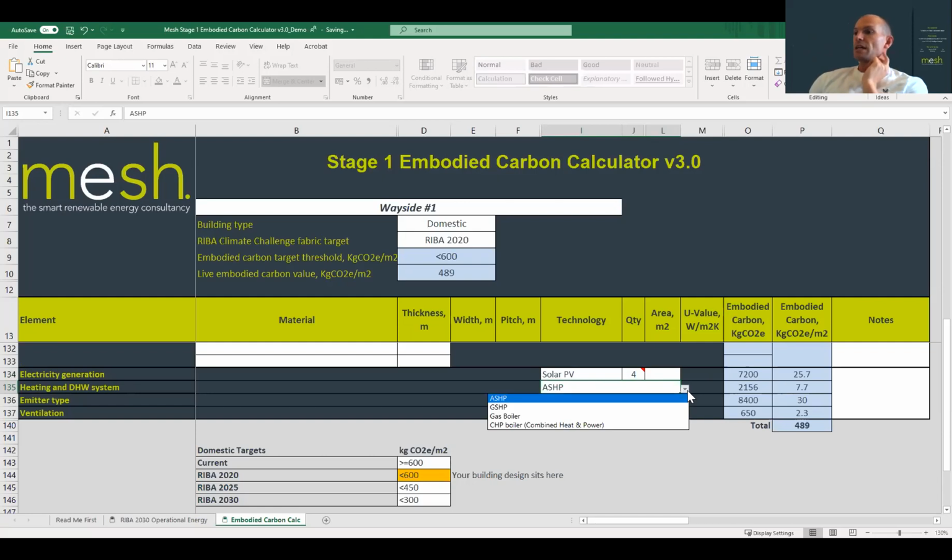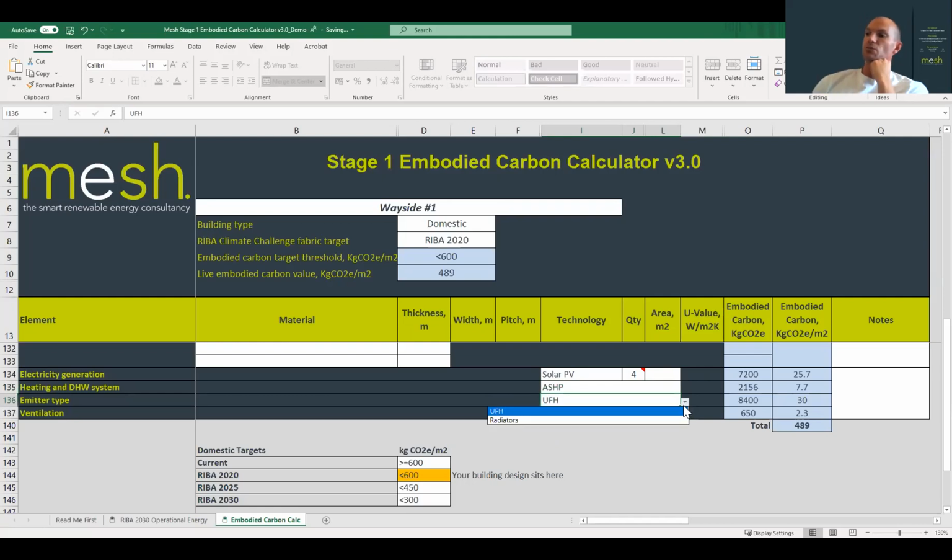Now, the additions that we've made to the heating system for commercial: we've added CHP boilers in there, which would be gas CHP, but we've got gas in there, air source, and ground source as well. Again, not hundreds and hundreds of choices. This covers off the bulk of the technologies that people will be looking at, and gives you a pretty good idea of the results if you pick any one of those.